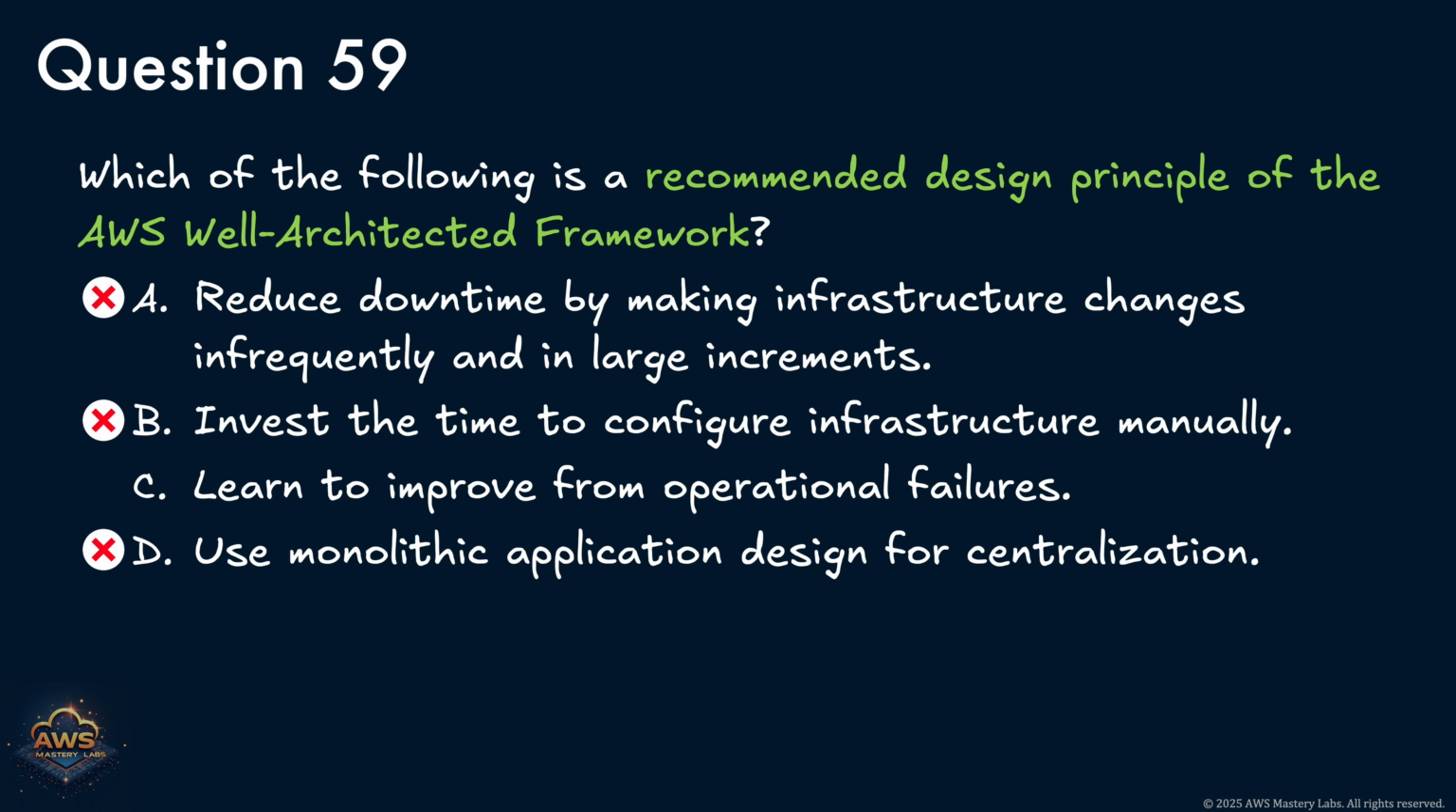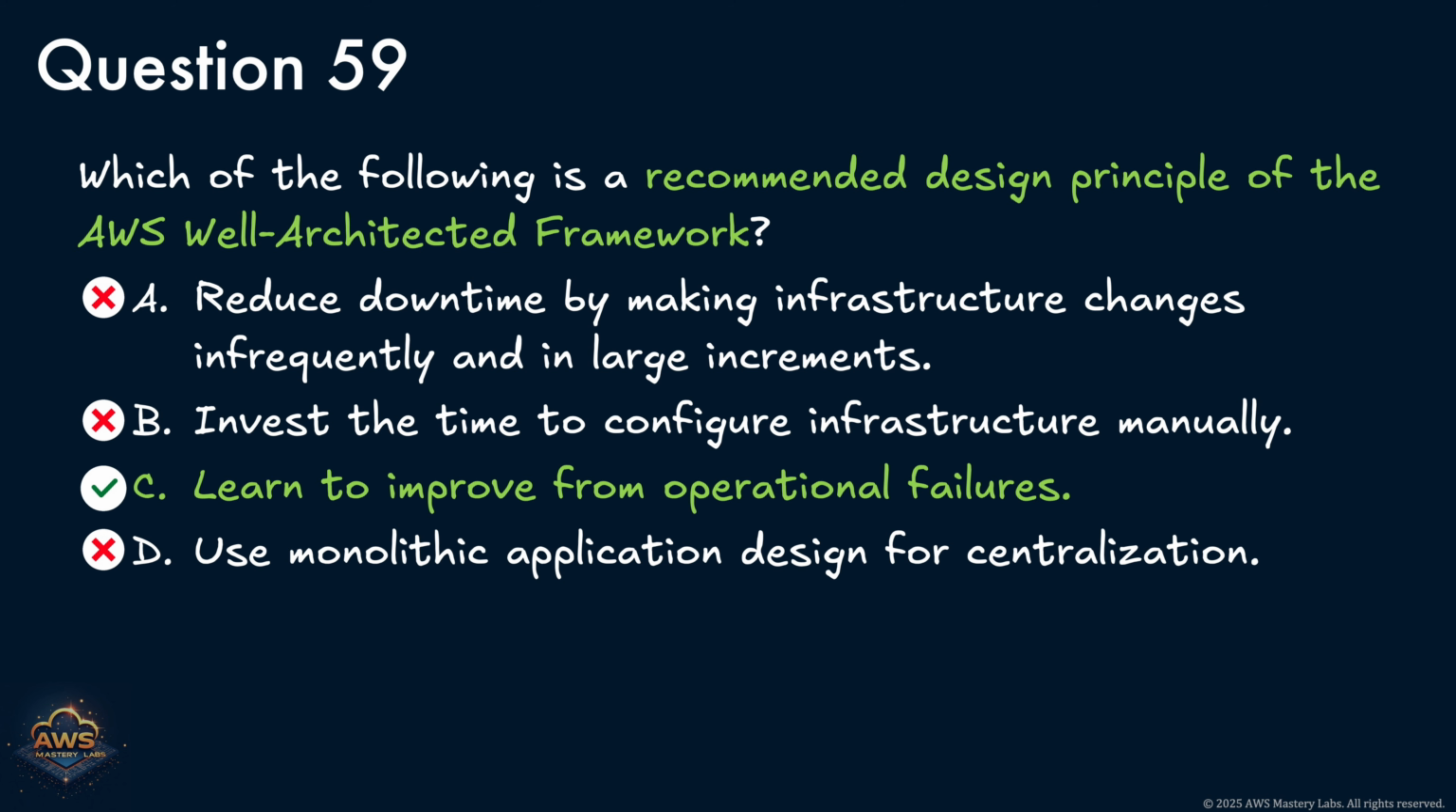Option D. Use monolithic application design for centralization. Monolithic architectures contradict modern cloud-native design principles. The well-architected framework recommends decoupled services and microservices to increase agility, scalability, and fault isolation. Monoliths create tight dependencies and single points of failure. Incorrect, because monoliths reduce agility and resilience, opposing cloud-native architectural best practices.